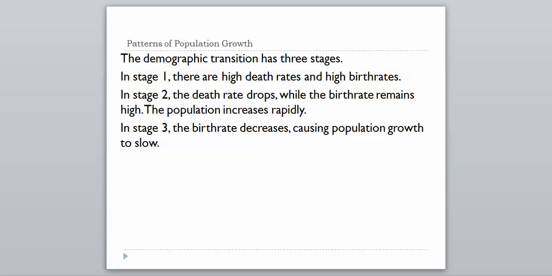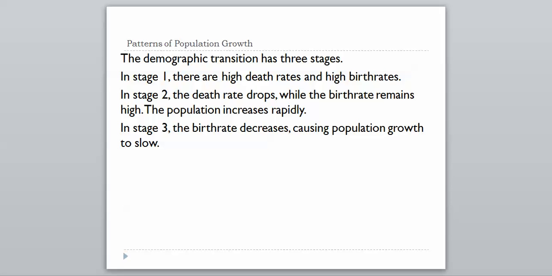So in the first stage, there are high death rates and high birth rates, so they're pretty much equal, and the population is not growing a lot. However, in stage 2, the death rate will drop while the birth rate remains high, and this will cause our population to increase rapidly. So there is a time when, again, improved sanitation happens. We all are having a lot more children while fewer people are dying, people are living longer, and so the population will increase rapidly. However, that's not always going to keep up.